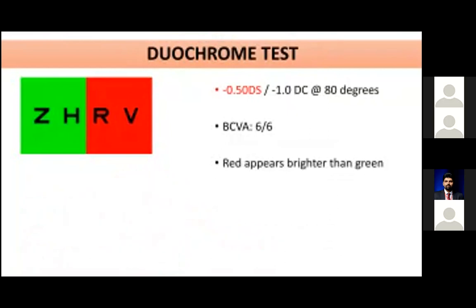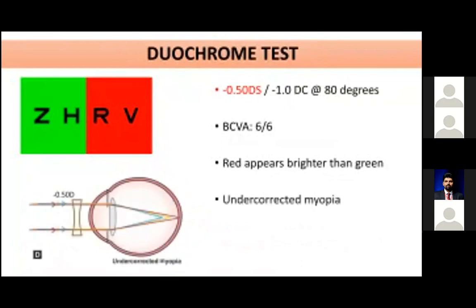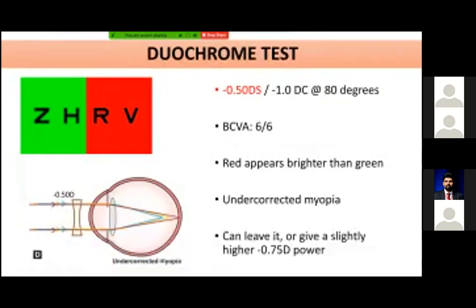This means that the myopia is slightly undercorrected. That means the red is focusing on the retina and the yellow is focusing in front. That means the patient is undercorrected. So we can leave the patient as it is, or we can give a trial of a higher power lens of minus 0.75 diopters and make sure that the patient reads both equally. But in practice, we can always leave the patient slightly undercorrected for myopia, because that will ensure that the patient is not accommodating at all. And this is how you go about doing the duochrome test.